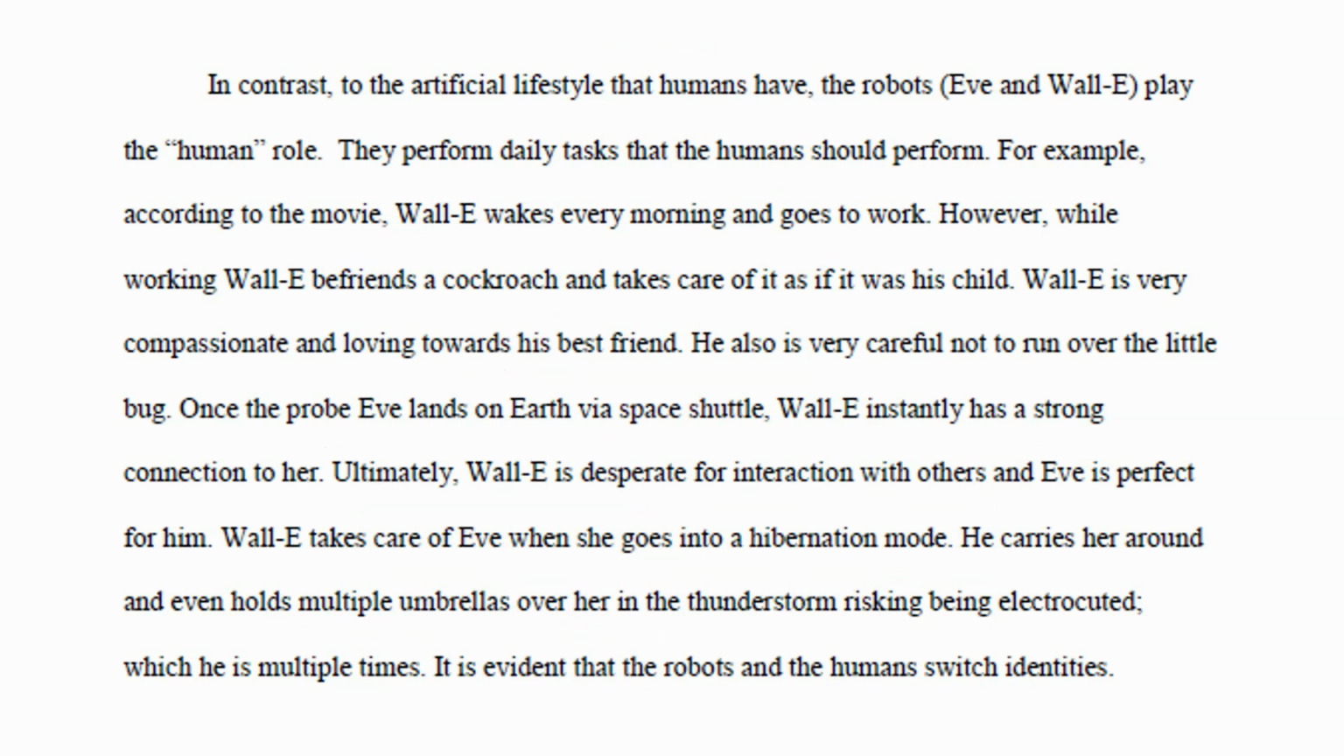But later we get this paragraph, which after talking about the humans who are stuck on the space station, don't get up, don't move, and are weighted on hands and foot and don't really do much of anything, we get: the robots play the human role. They perform daily tasks that the human should perform. Blah, blah, blah. Example, ultimately, WALL-E is desperate for interaction with others, and Eve is perfect for him. WALL-E takes care of Eve when she goes into hibernation mode. He carries her around and even holds multiple umbrellas over her in a thunderstorm, risking being electrocuted, which he is multiple times. It is evident that the robots and humans switch identities.